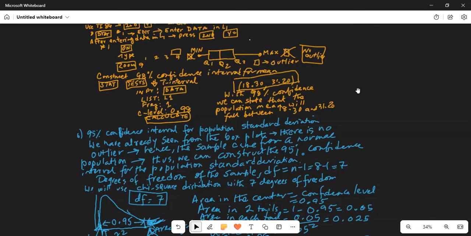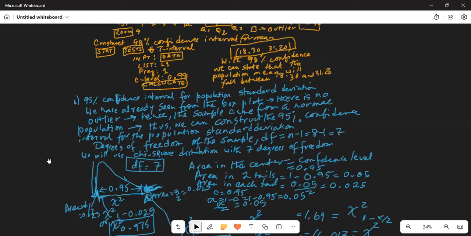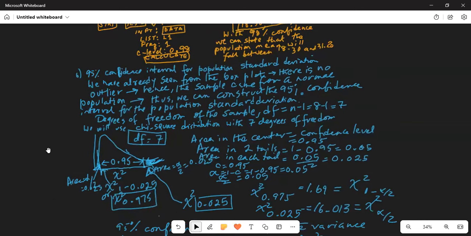standard deviation. Now we need the degrees of freedom of the sample, which is sample size minus 1, 8 minus 1 is 7. So I show you the chi-square curve. Each chi-square curve has a different degrees of freedom. This one has degrees of freedom 7. Area in the center where we want the confidence level is 0.95. Area in the left tail is half of 0.05, which is 0.025. Area in the right tail is 0.025.